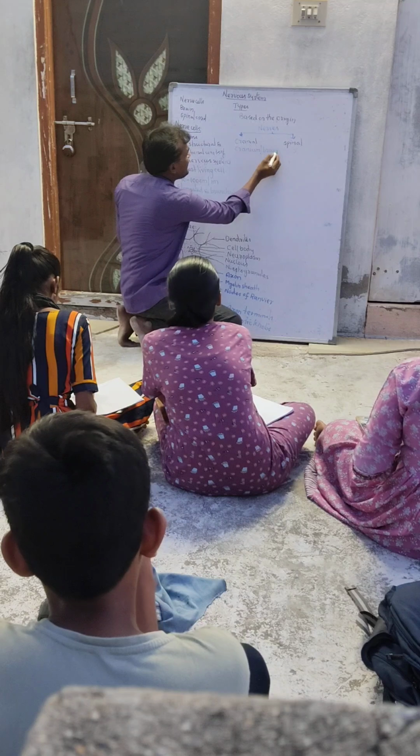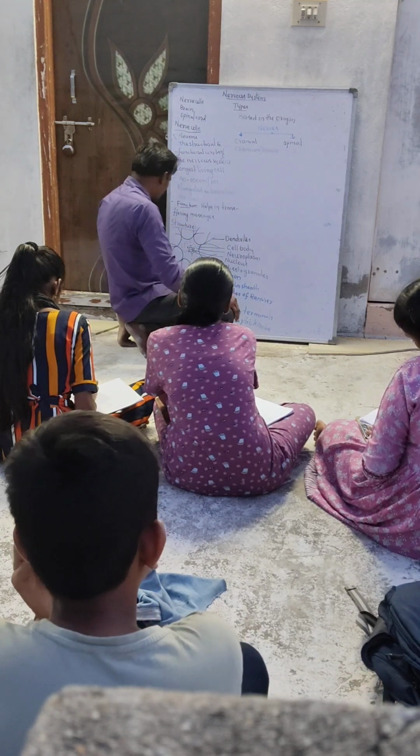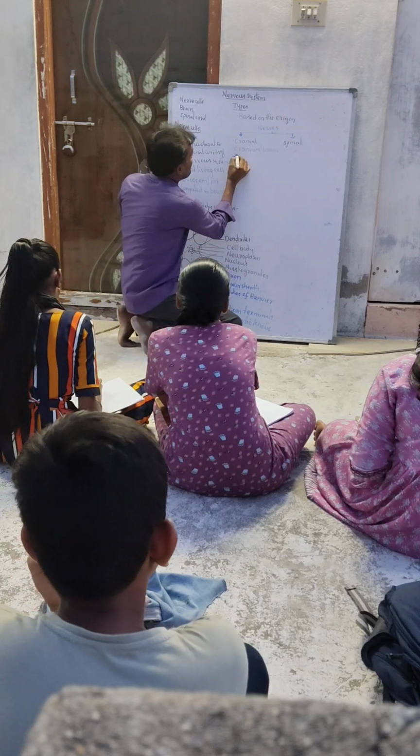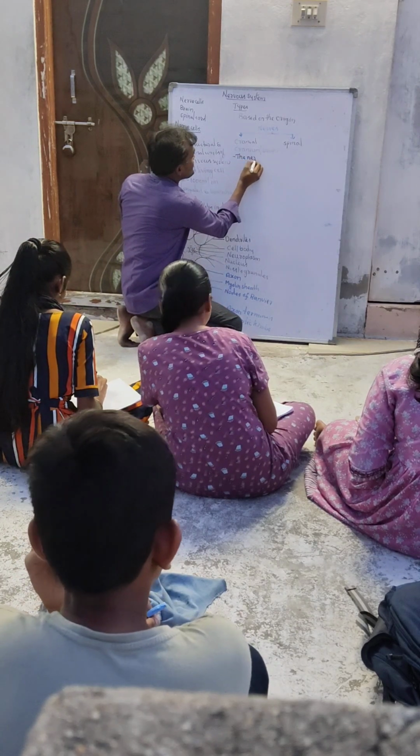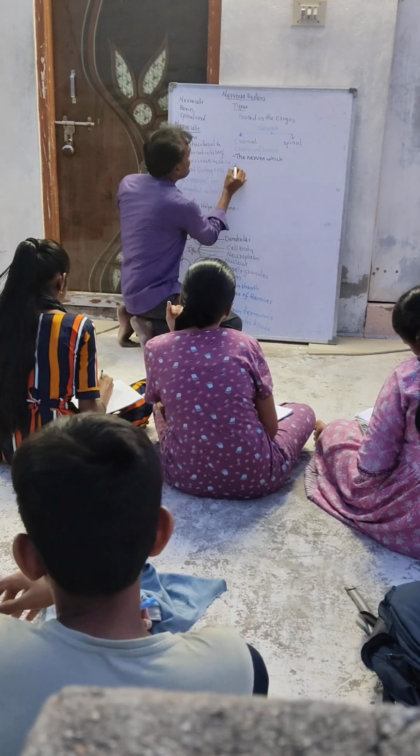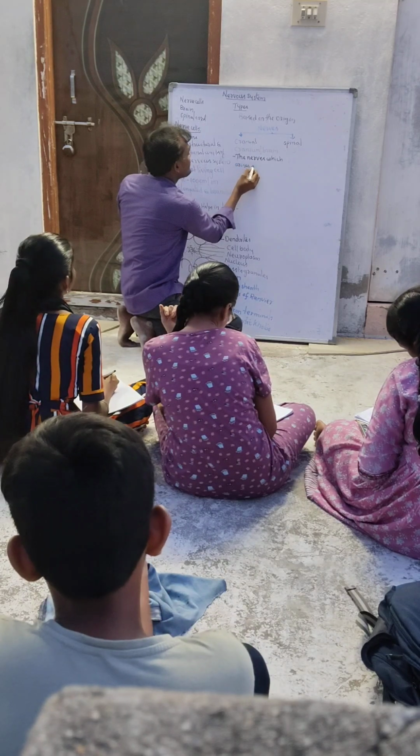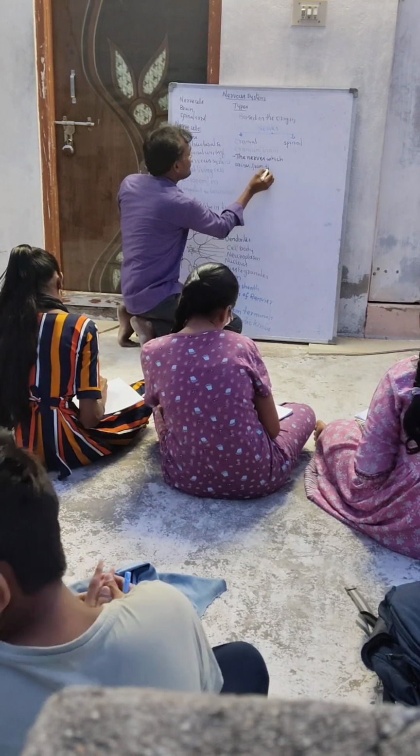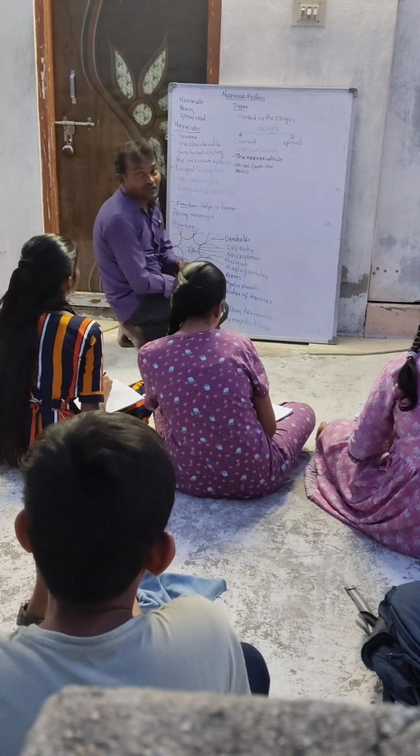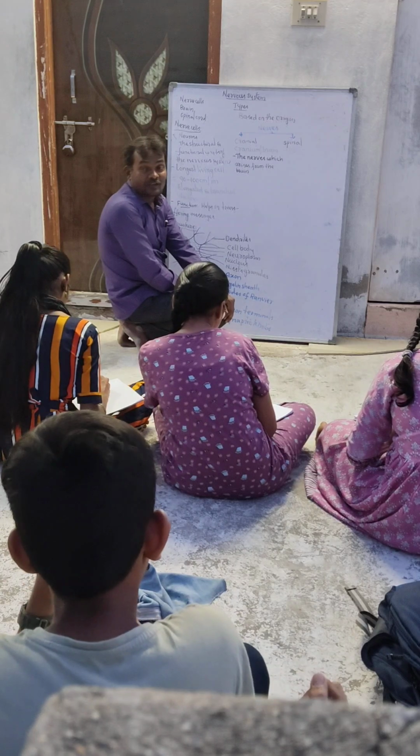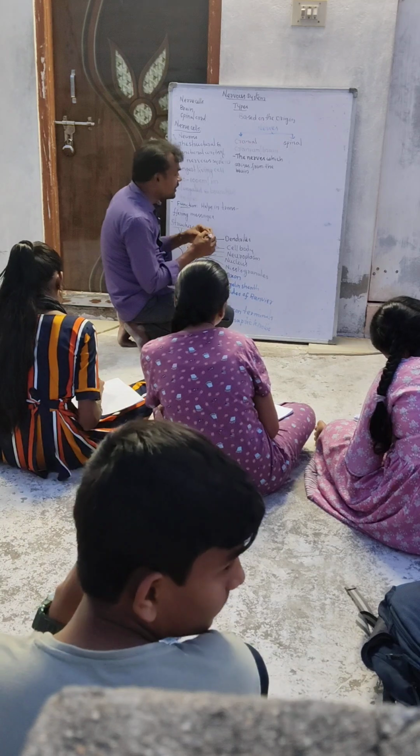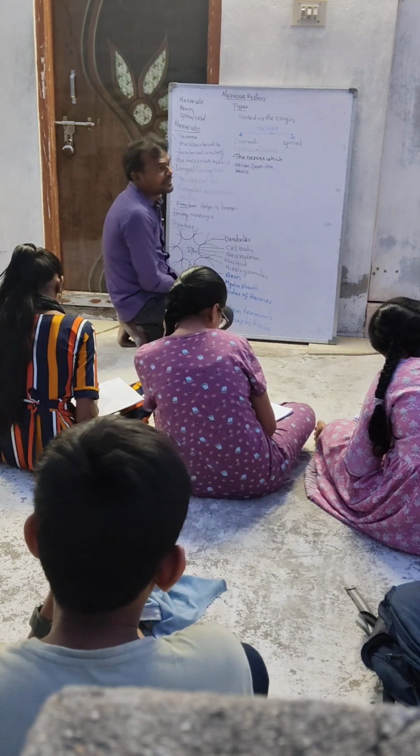So what are cranial nerves? The nerves that arise from the brain are called cranial nerves. The nerves that develop from the brain are called cranial nerves.